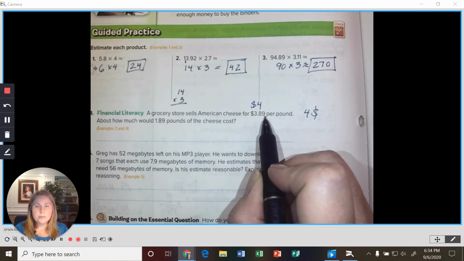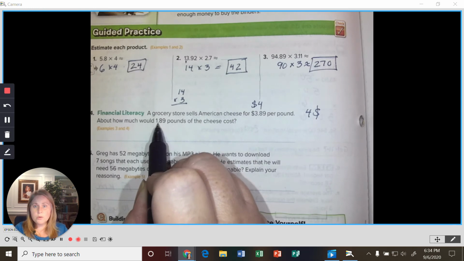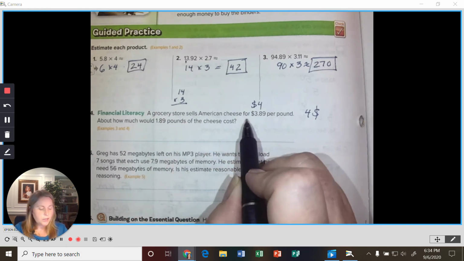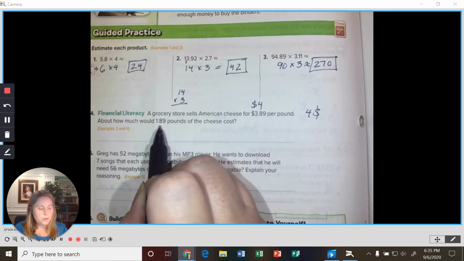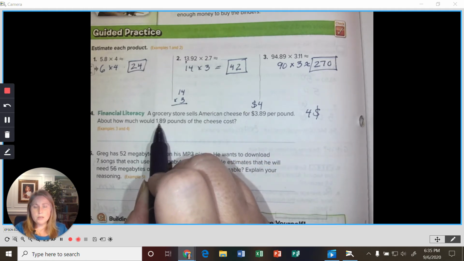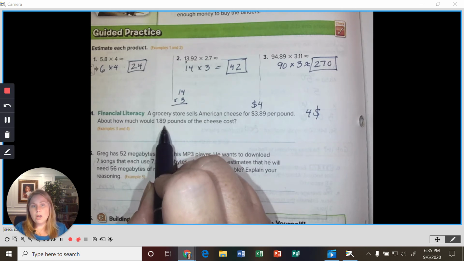$3.89. When we read this number, we say 1.89. So at the beginning of this number, when I'm reading it, I know I'm going to read this decimal point as the word and. And I know I'm going to read this decimal point, as soon as I start reading this number, as 0.89, or I'll say 1 and 89 hundredths.